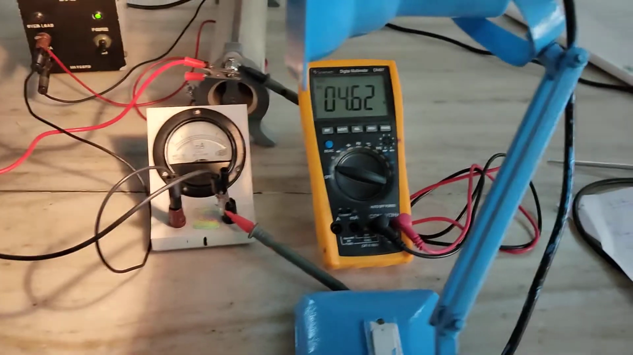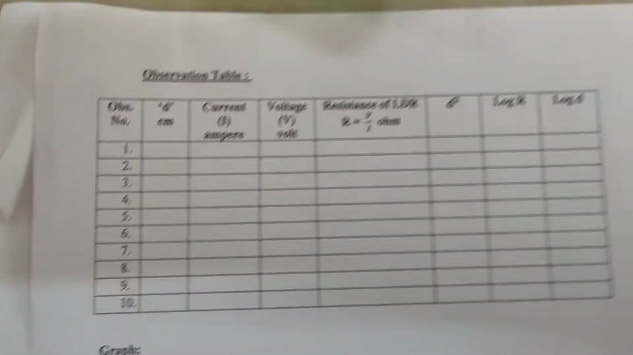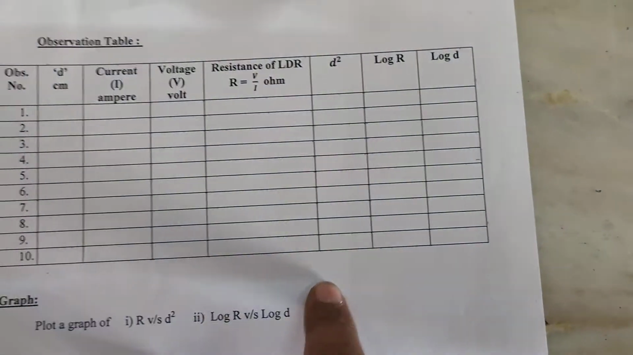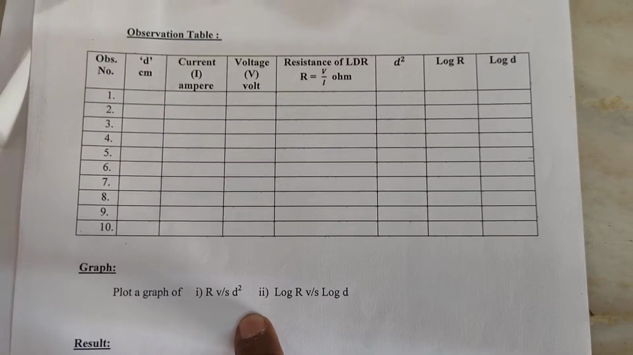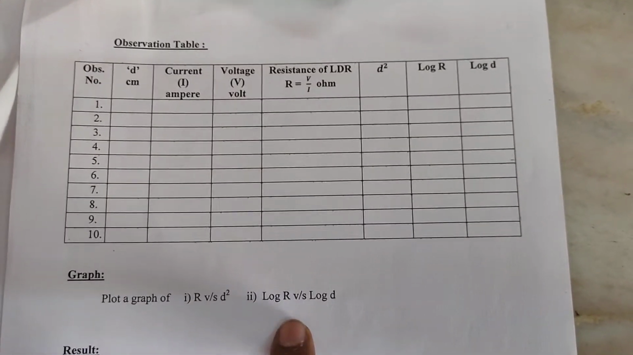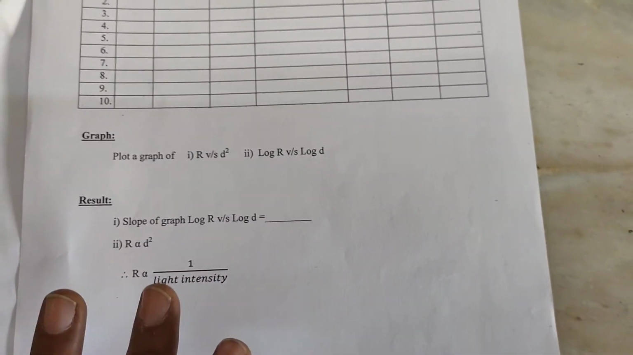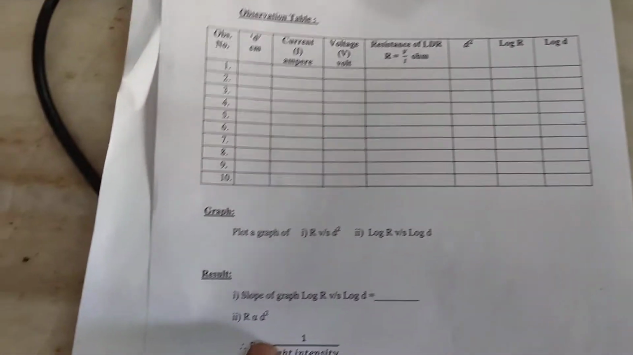In this way we will take at least 10 readings. After taking the readings we have to plot a graph. The graph we have to plot is R versus D square. From the readings I will get the D square value, and then we have the R versus D square graph, which is one graph done. Then we have a graph of log R versus log D. We'll plot these two graphs also, and then we'll see how resistance and distance are related to each other.